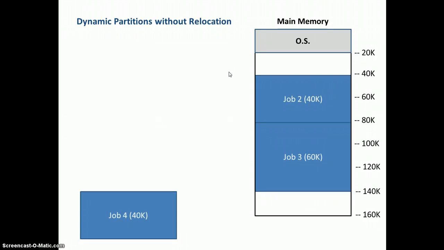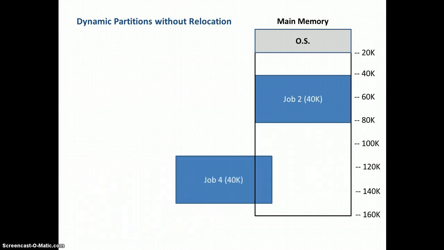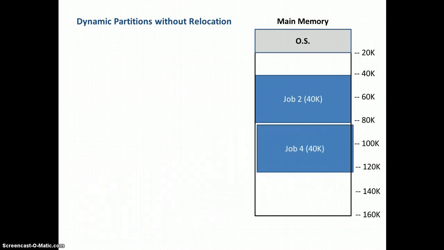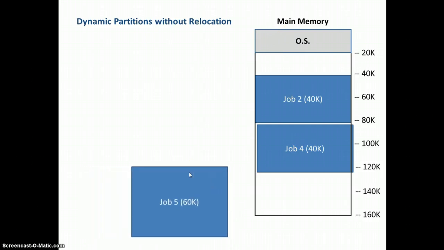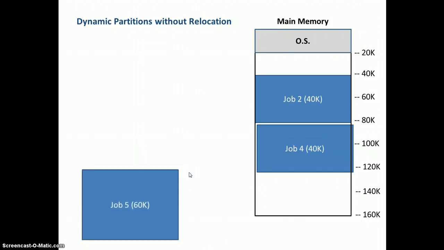So we need one of these, either job 2 or job 3, to disappear in order for job 4 to fit in. Suppose job 3 does disappear, and now that there's 40K, job 4 can fit into the 40K. So at the present moment, we do have 20K here, 40K here, we have 60K free, but it's not contiguous. So now if another job shows up, let's just pretend this one is 60K, it cannot fit into memory. So without relocation, then jobs may not be able to fit into memory if there's not enough contiguous memory free.